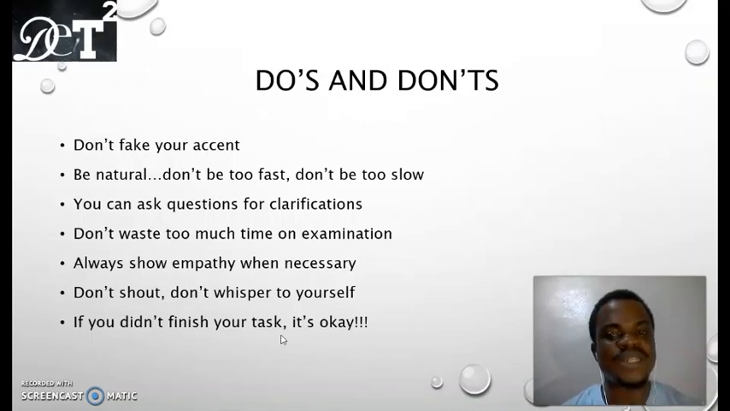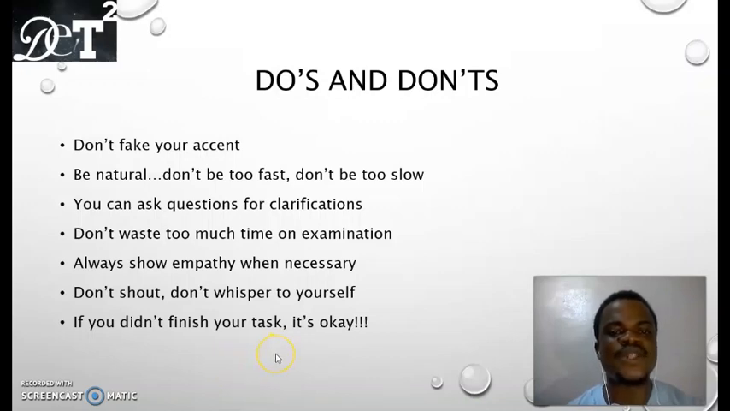Don't shout at a patient and don't use an aggressive voice. At the same time, don't whisper. Don't use a very low tone, because if your voice is very low and it's not loud enough for them to hear and assess you, there is nothing they will assess. There will be nothing that we use to assess you, and you will definitely fail that exam. So try as much as possible to speak clearly.